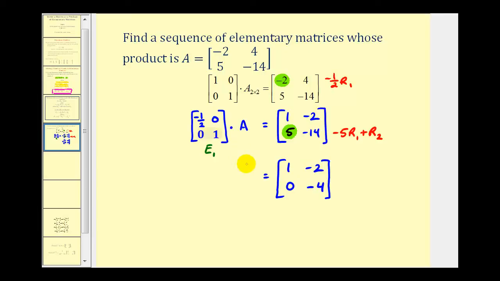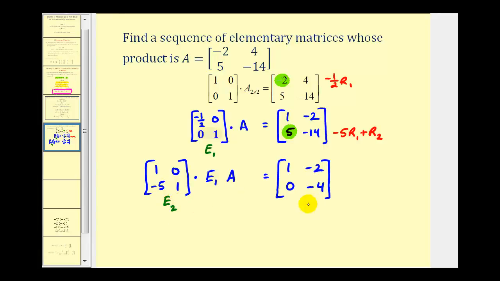And on the left side, we already have E sub 1 times matrix A, but now we'll have another elementary matrix here that we obtained by performing the same row operation here on the original identity matrix. So we're going to replace row 2 here with negative 5 times row 1 plus row 2. So first row stays the same. Second row will be negative 5 times 1 plus 0, that's negative 5. And then we have negative 5 times 0 plus 1 is still 1. This is our E sub 2, or elementary matrix sub 2.